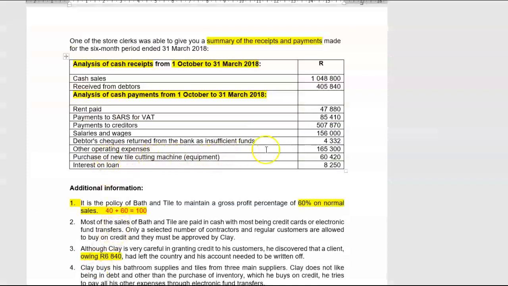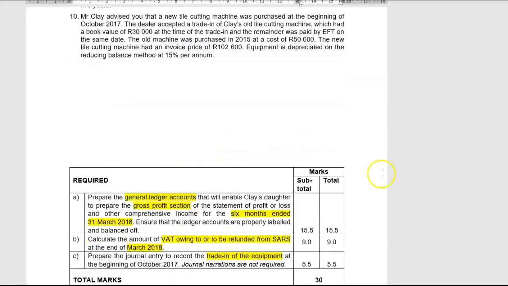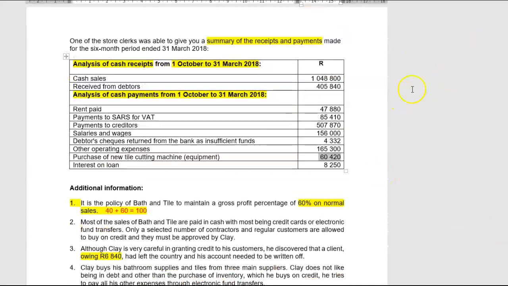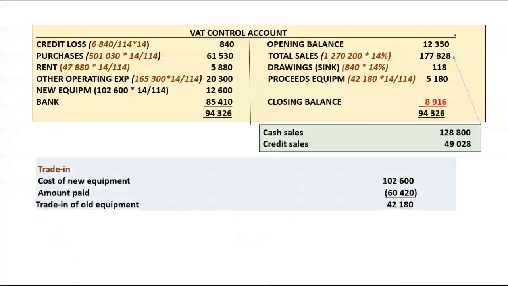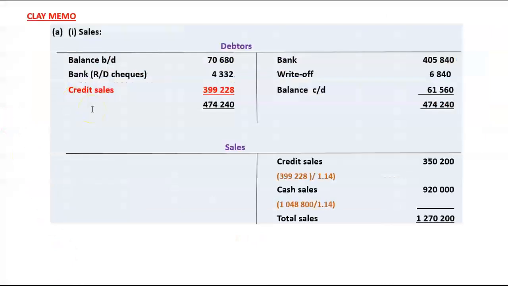Purchase of the new tile cutting machine, 6420. Now don't just go ahead and claim the VAT on that, because that was part of a trading transaction. So let's park that entry for the moment. When we do the trading transaction, we will work with that figure. And then interest on the loan, that is not subject to VAT, so there's no VAT implication. So if we go back to our T accounts now, let's see what we have.